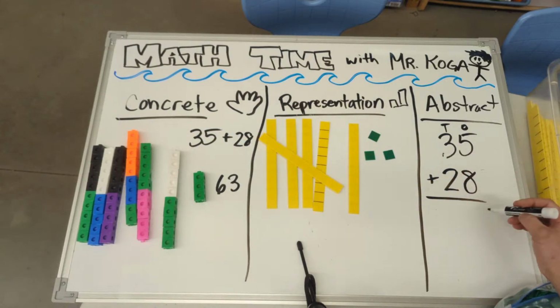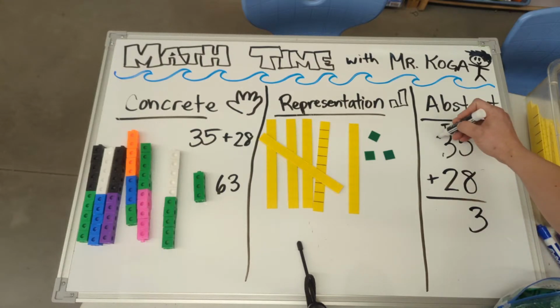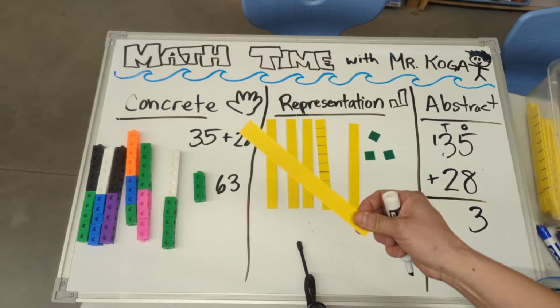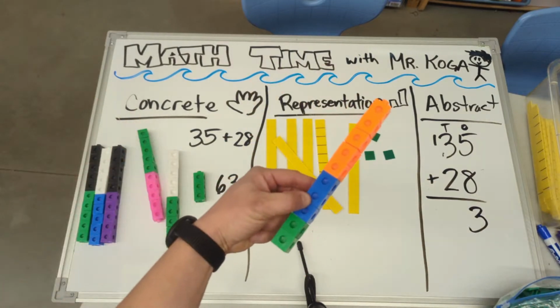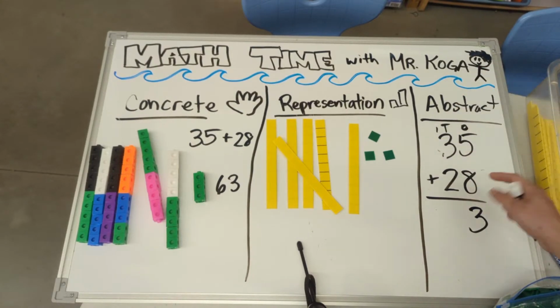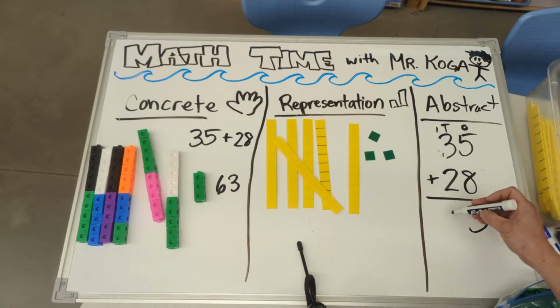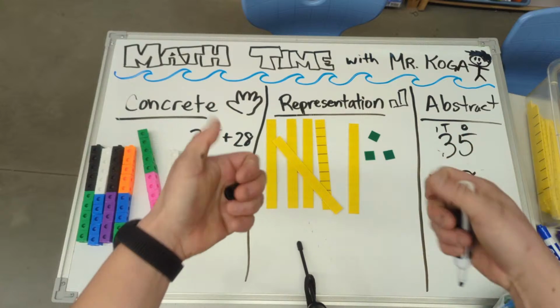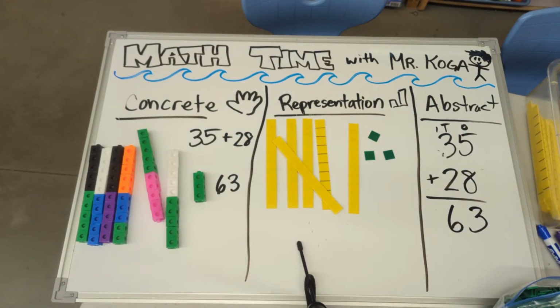So 5 plus 8, 13. I'm going to put the 1 up here because we created a new group of 10 just like with this trade and just like with this clicking together. So 13 plus, oh, sorry. It's not 13, my bad. 3 plus 2 plus 1 is 63. Did we just get the same answer? We did.